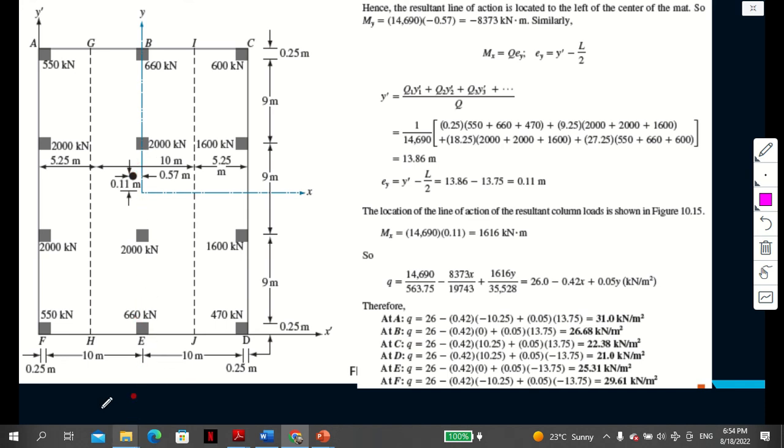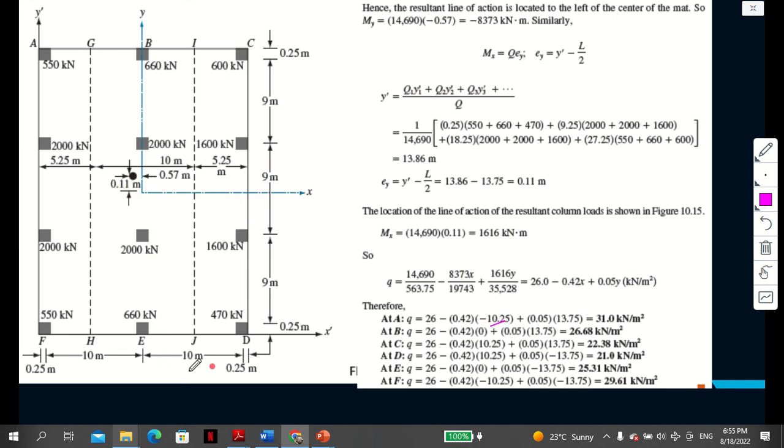So the x, you can see, and you also have to choose which direction is positive. So you can see here is negative because the centroid is here. We are assuming the positive x is this one. So negative 10.25, the distance between the centroid of the overall structure and the centroid of the column in question.